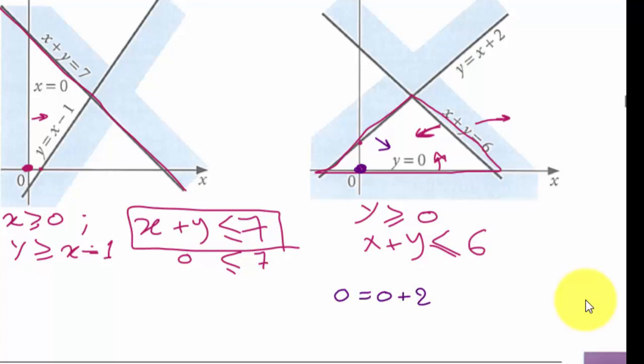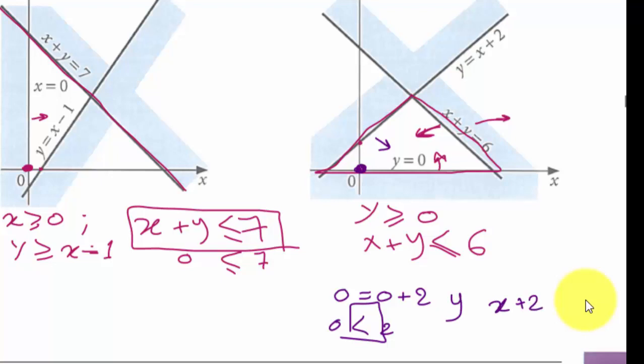So what will happen to this equal? On one side we have 0, on the other side we have 2. It means 0 is less than 2. Well, we will rewrite the equation with this symbol. The equation is like this: y is equal to x plus 2.